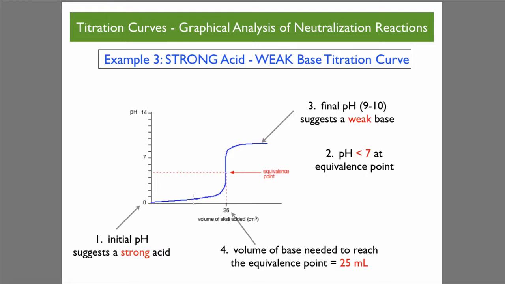Okay, strong acid and weak base titration curve. You can see initially the pH suggests a strong acid. It's starting just above 0. The pH is below 7 at the equivalence point. Let's just find where the line is, halfway between that and that. Go along and you see it's below 7. You've got a final pH between 9 and 10, so it's a weak base. And you can see the volume of the base needed to reach the equivalence point was 25. An example of this reaction could be hydrochloric acid, strong acid, and a weak base, ammonia, to give ammonium chloride.